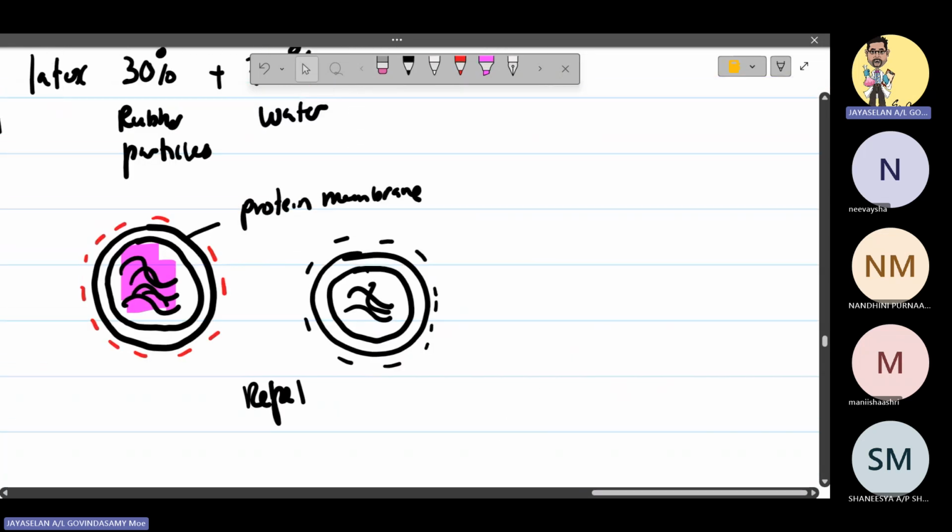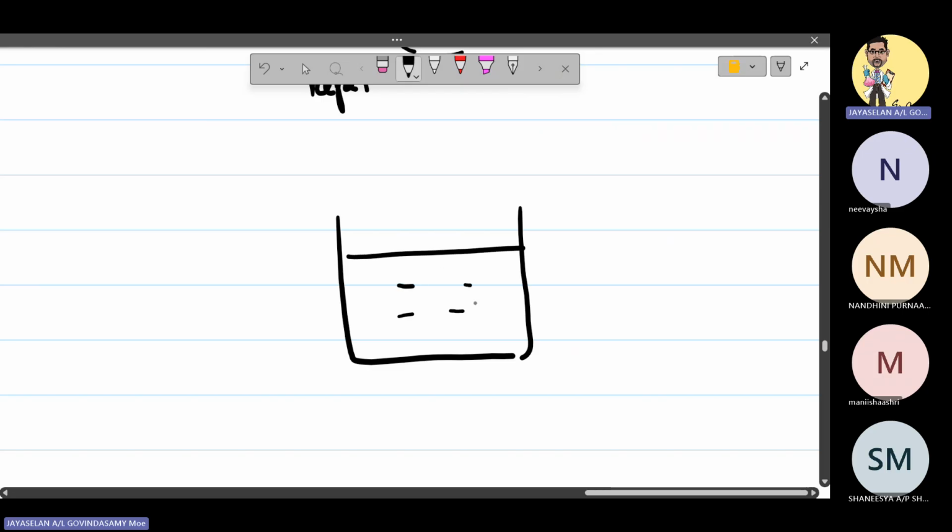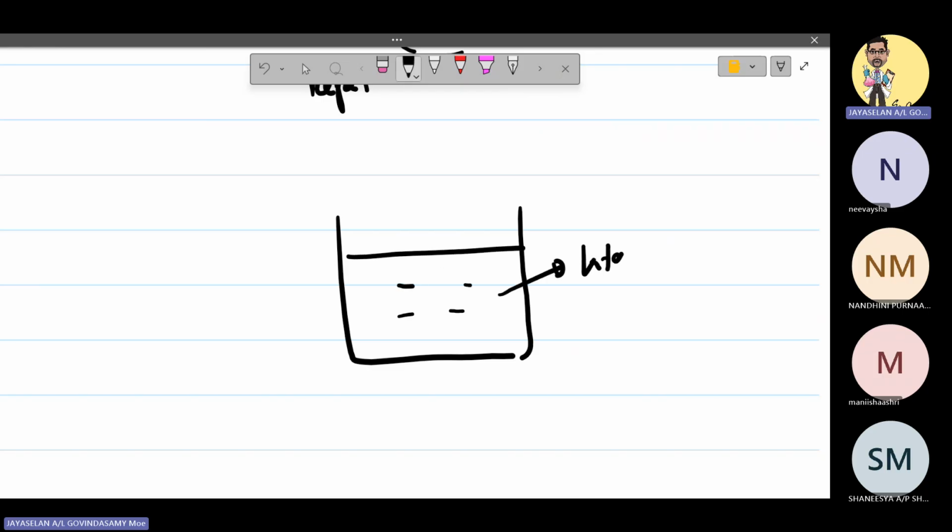And what is one more problem faced by the scientists? If you already get the latex, this is latex liquid. You never add a chemical substance, you just leave it like that. What will happen in the air? In the air, we have dust particles. In the air, we have microorganisms. So what will happen?